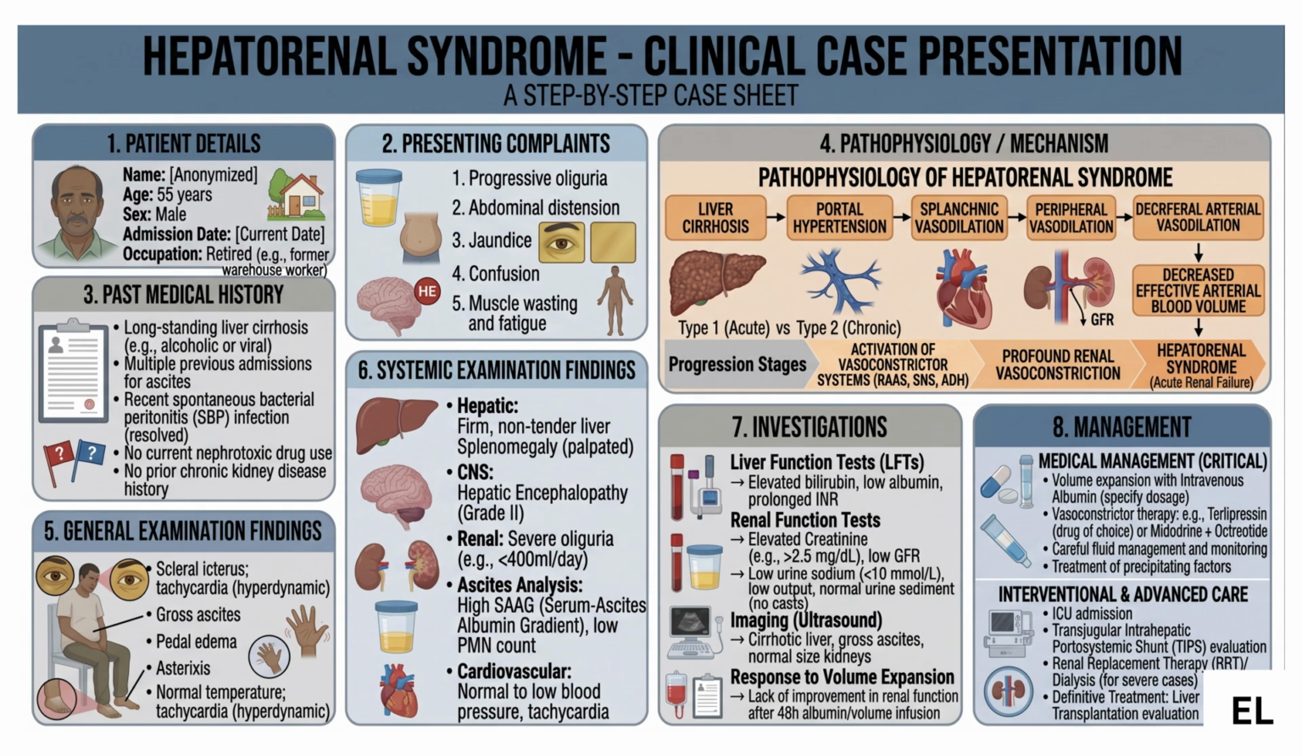In response, the body activates multiple compensatory vasoconstrictor systems, including the renin-angiotensin-aldosterone system, sympathetic nervous system, and antidiuretic hormone release. Initially, these mechanisms attempt to maintain blood pressure and organ perfusion. However, over time, intense renal vasoconstriction develops in an attempt to preserve systemic circulation. This severe renal vasoconstriction markedly reduces glomerular filtration rate, leading to progressive renal failure.